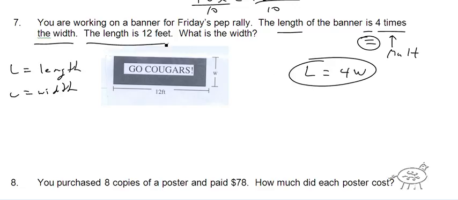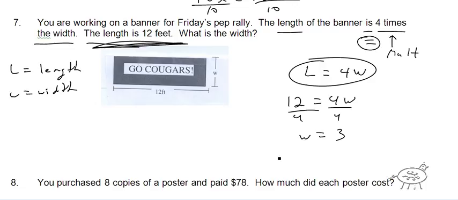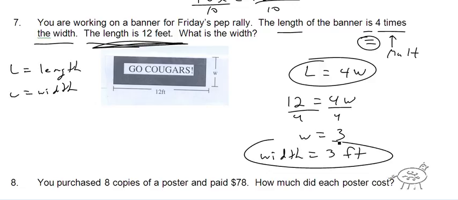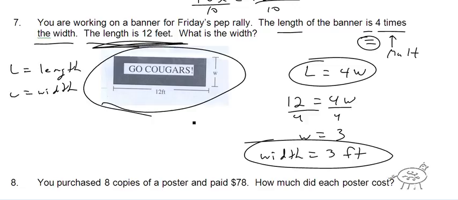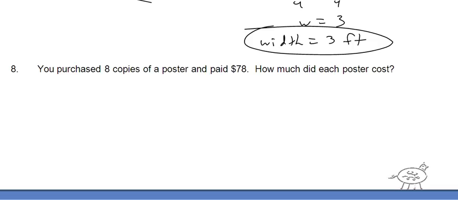I'm telling you the length is 12 feet. We already have an equation, so let's just plug it in. It's 12 equals 4W. That's pretty sweet. What's the width? Well, just divide by 4. That's pretty nice. W equals 3. So you're going to tell me the width equals 3 feet. Okay? Gives you all your points. Nice, nice poster, by the way. Go Cougars.